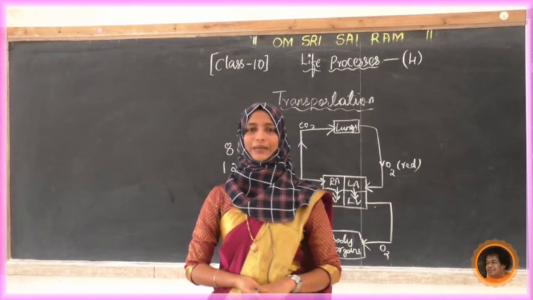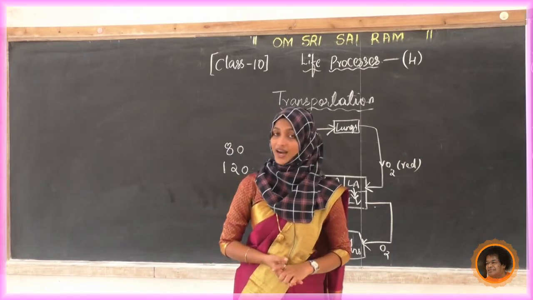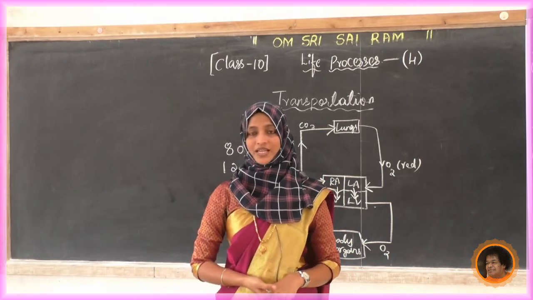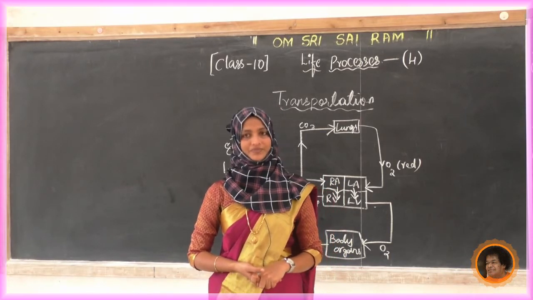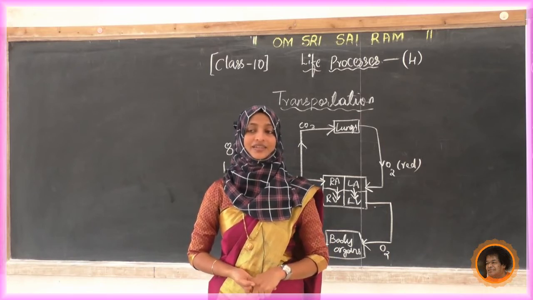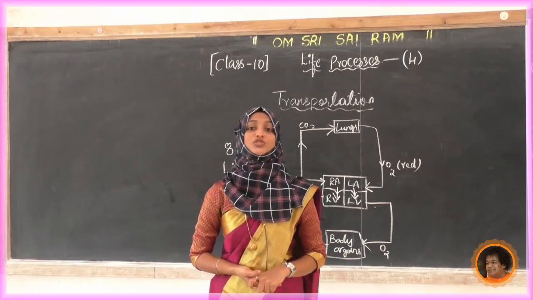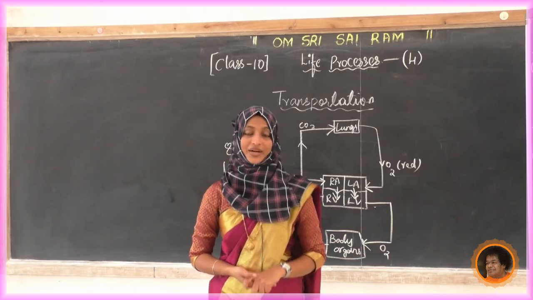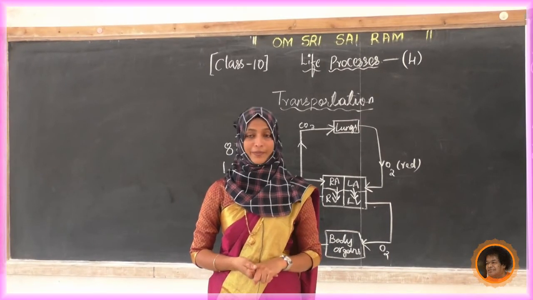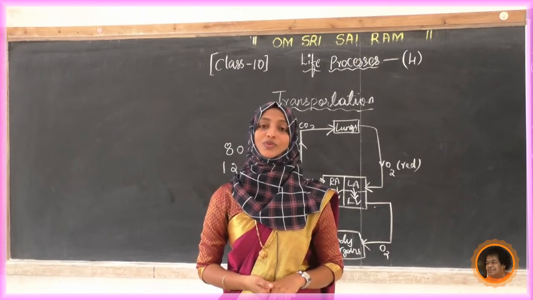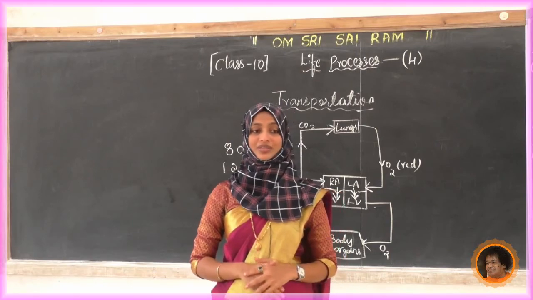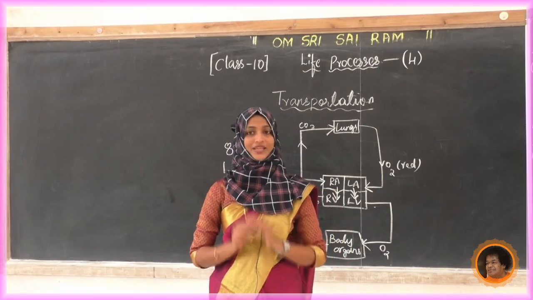Draw a neat labeled diagram of the human heart and describe the parts. Okay, second question, give scientific reason. Fishes have only a two-chambered heart, but we human beings have a four-chambered heart. So you have to write why it is. Okay, scientifically you have to give the reason. Okay, thank you, students.